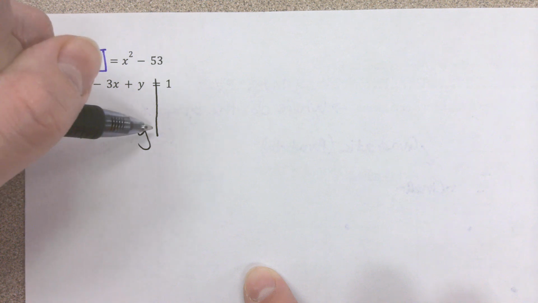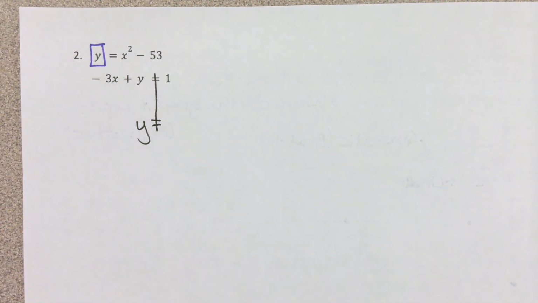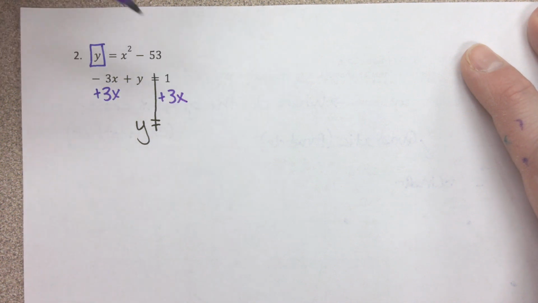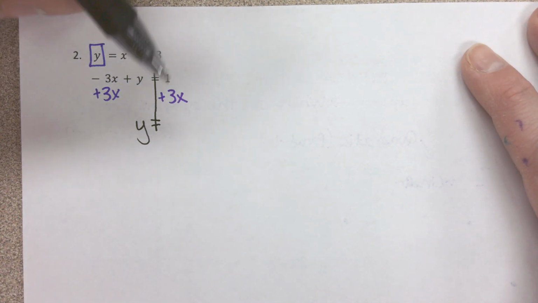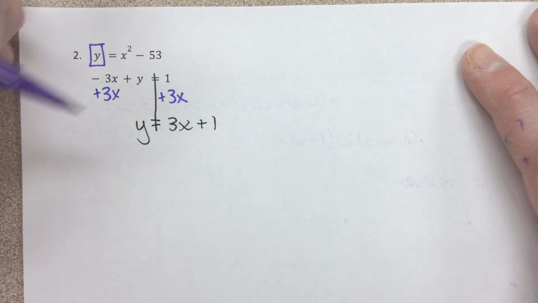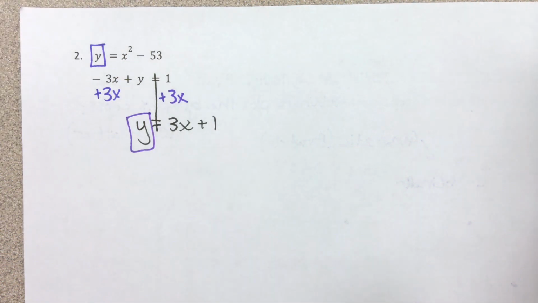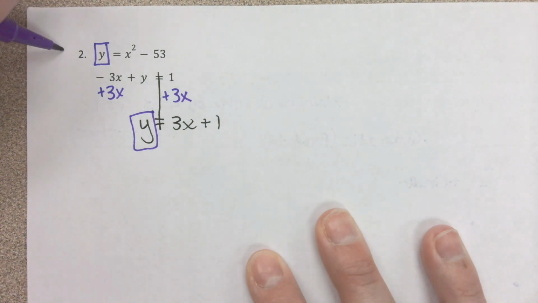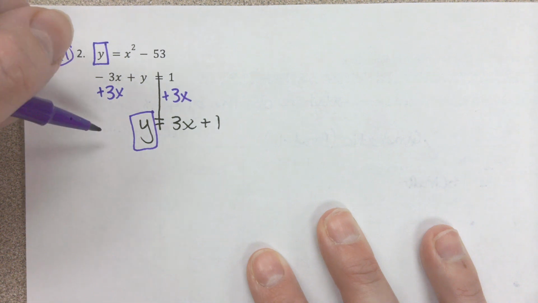So my goal is just y equals whatever. I got to move that negative 3x to the other side. So we're going to plus 3x on both sides. And that gives me 3x plus 1. And here we have E1 and E2.